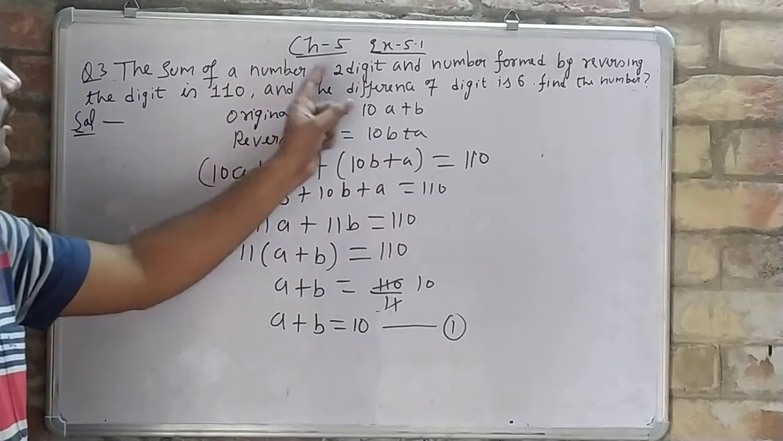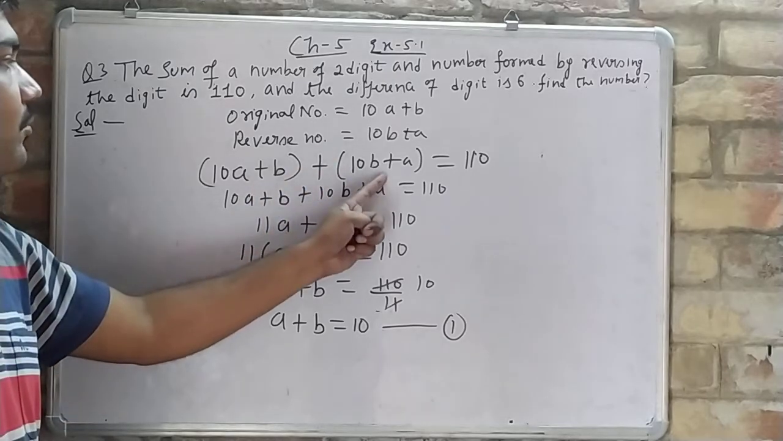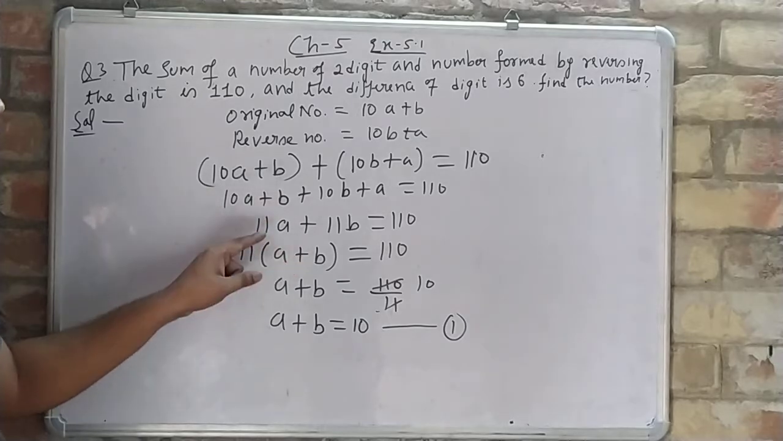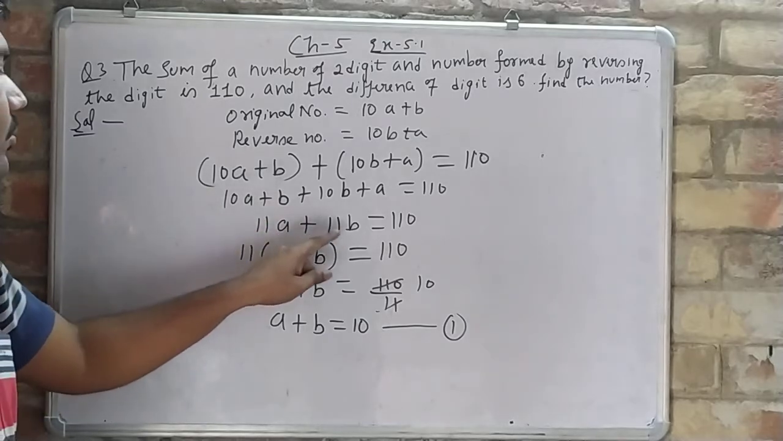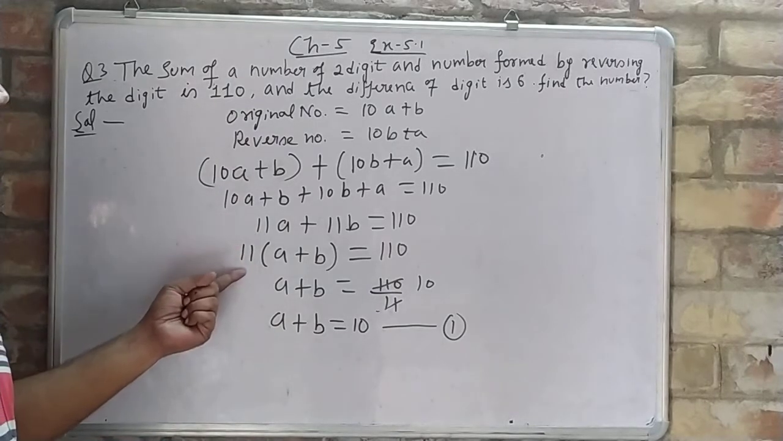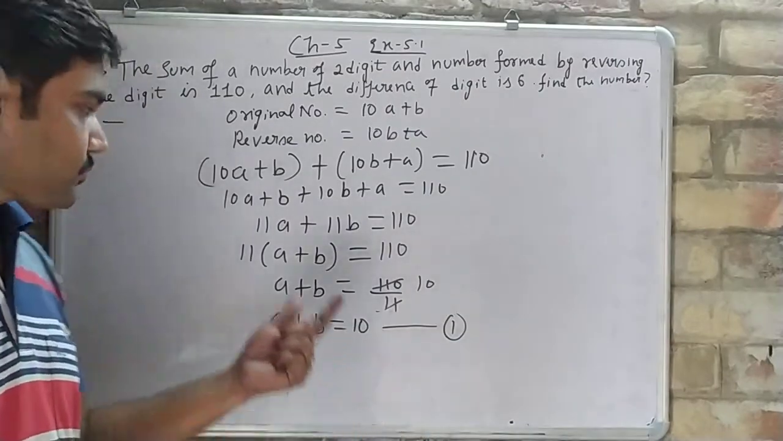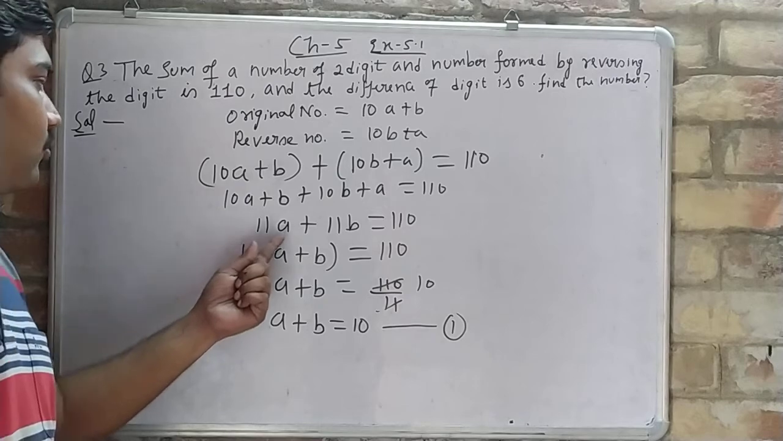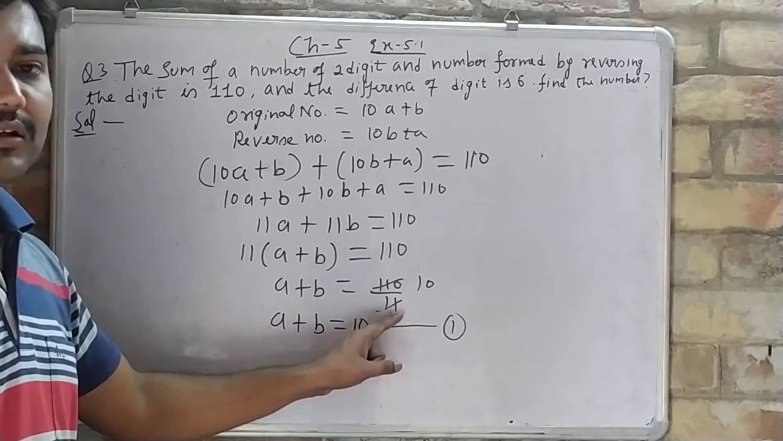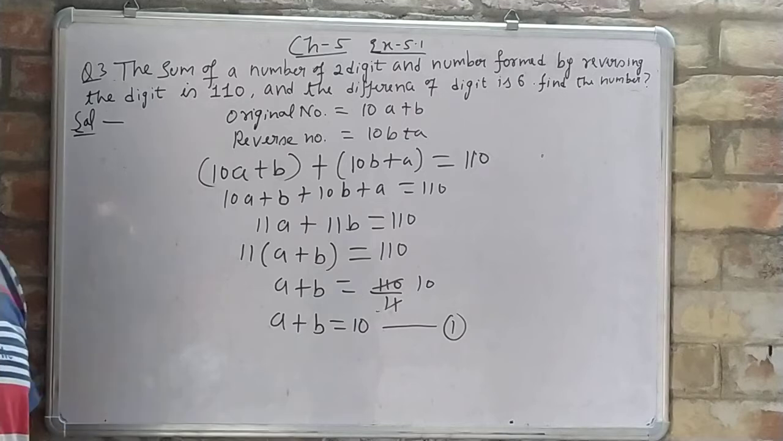In the question it is written, if we add the 2 digit number and the reversed number, the 2 digit number is 10a plus b, the reverse number is 10b plus a, and we will have 110. Then when we open the bracket and solve it, we have seen that 11a plus 11b equals 110. Now we have taken 11 as common from a and b, because on both sides we have 11. So what happened, 11 times a plus b equals 110. So this 11 goes to the other side and comes into division. So a plus b equals 10.